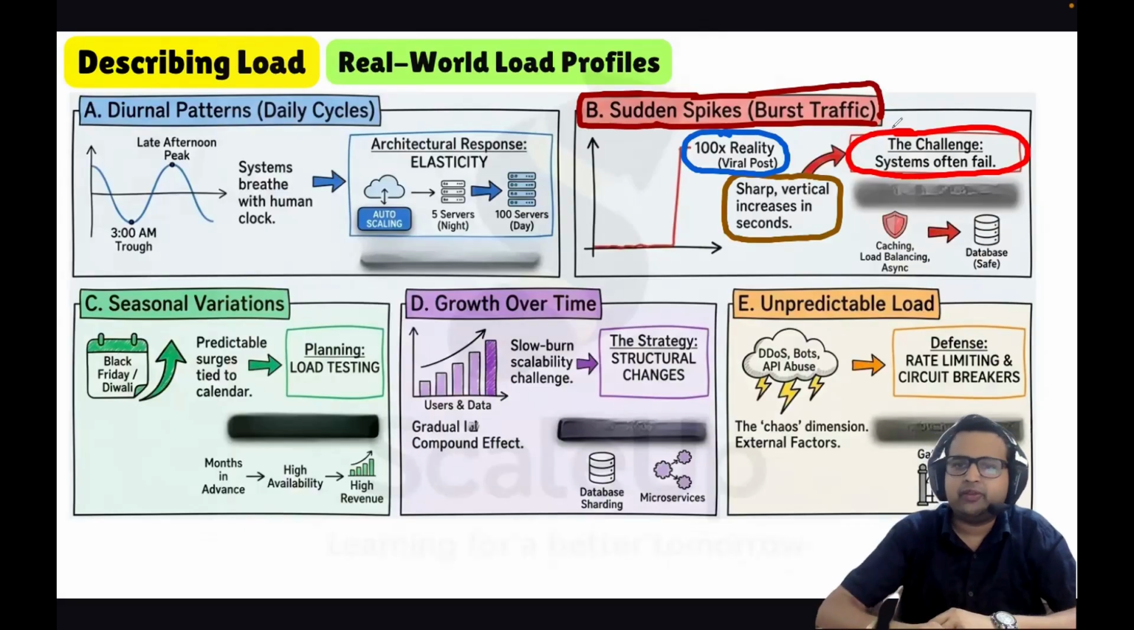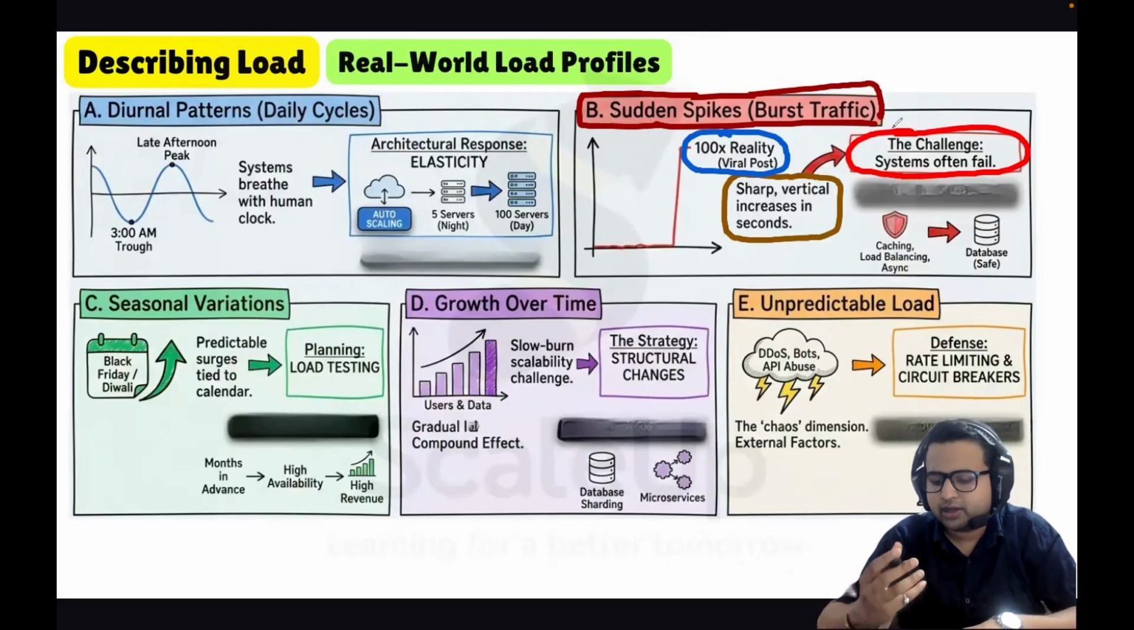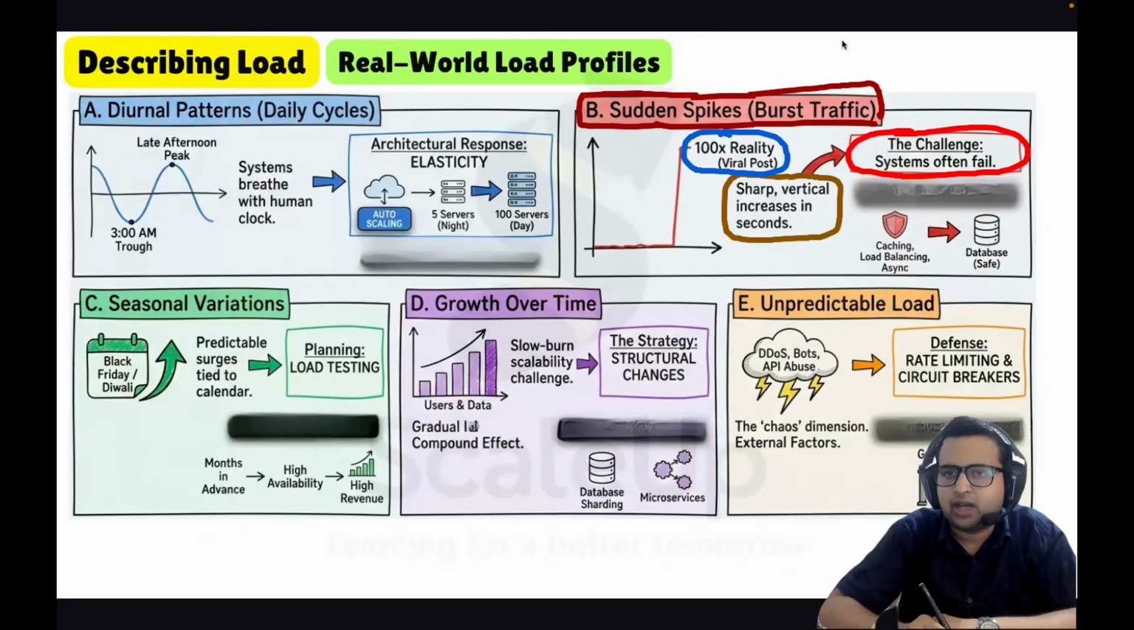Now, what is the way forward? What is the solution for it? How can our system handle sudden spikes? How can our system handle burst traffic? To survive, engineers use caching, load balancing, and asynchronous processing.